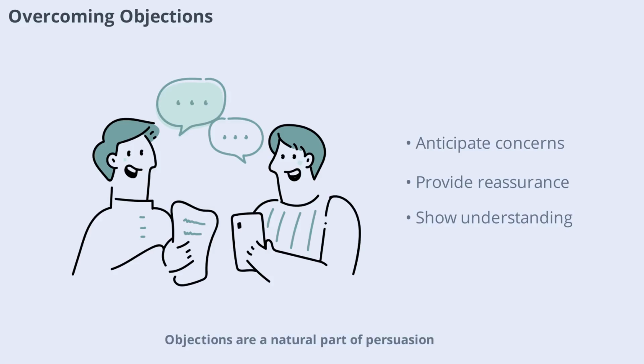Objections are a natural part of persuasion. Anticipate possible concerns and address them proactively in your message. Provide clear answers and reassurance to help your audience feel confident in taking the next step. Handling objections well shows that you understand your audience and are prepared to help.